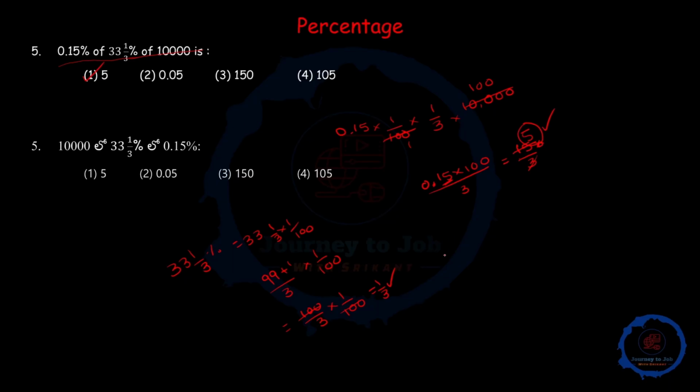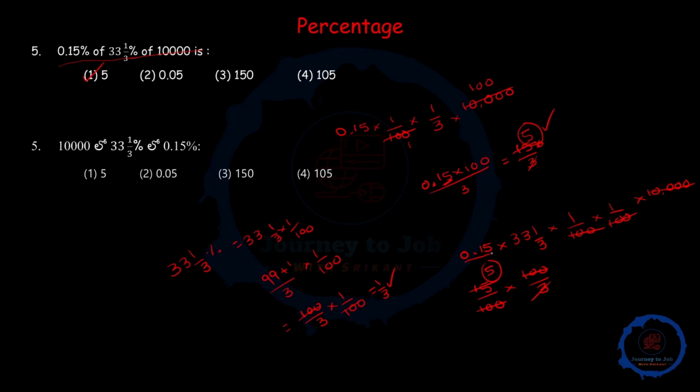If you simply cancel, 0.15, percentage means 1 by 100, we know. Next, 33 1 by 3, percentage means 1 by 100, we know. So the 1 by 100 into 1 by 100 into 10,000 here will cancel out. The remaining part is 15 by 100 into 33 into 3 is 99 plus 100 by 3. So 100 gets cancelled, 3 1 ja 3 5 ja. Like that also we'll get the answer.